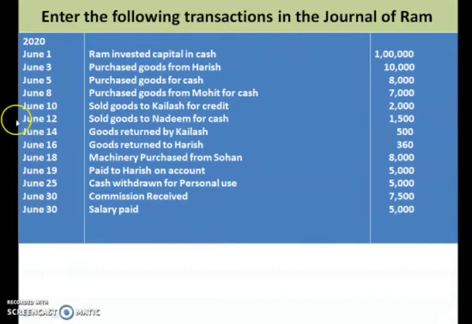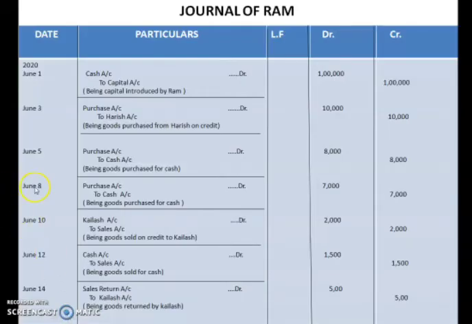Next entry. June 8. Purchase goods from Mohit for cash. Here you have purchased the goods from Mohit and for cash. It is a cash transaction. How much you are spending for this purchase? 7,000. So what is the entry? June 8. Purchase account debited 7,000. To cash account 7,000. Being goods purchased for cash.